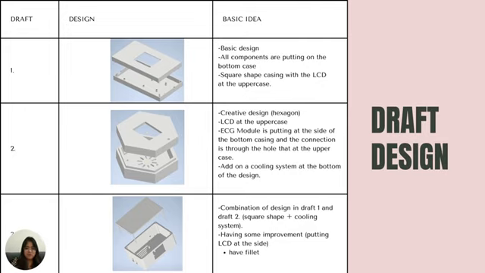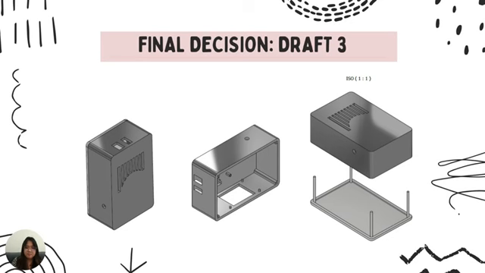Draft 3 takes the advantages and ideas from draft 1 and draft 2. We design it using the square shape, and we also have a cooling system on the bottom case. It also has an improvement because we put the LCD not on the upper case but on the front surface, for better visibility and protection. And we have filleted it, and the fillet functions will be discussed later.